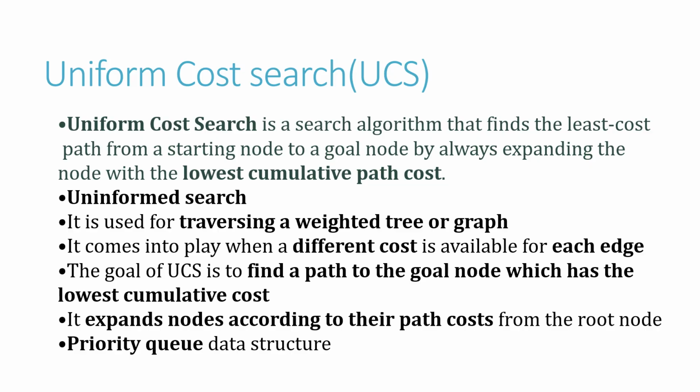Basically, in artificial intelligence searching techniques, we have two categories: one is informed search and the other is uninformed search. Uniform cost search is under uninformed search. It is a type of search algorithm that finds the least cost path. So this is very important.